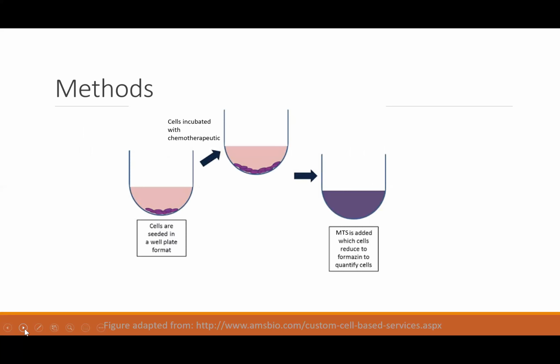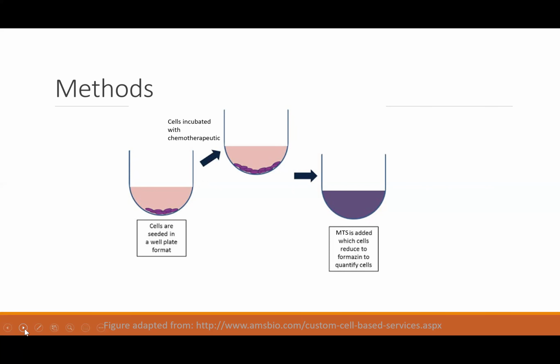So first I'm going to go over the experiment, the data from the experiment you're going to be looking at today. All of the experiments are MTS assays. The basis of this is that cells are plated in a well and then incubated with the chemotherapeutic. Then after incubating with the chemotherapeutic for a fixed amount of time, MTS reagent is added. And this causes a colorimetric change. The more intense the colorimetric change, the more cells are in the plate.